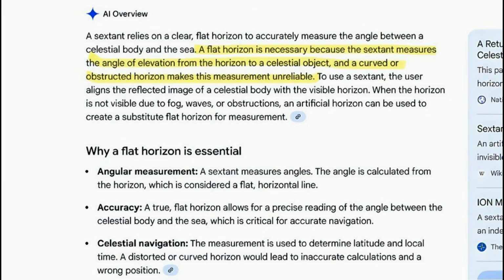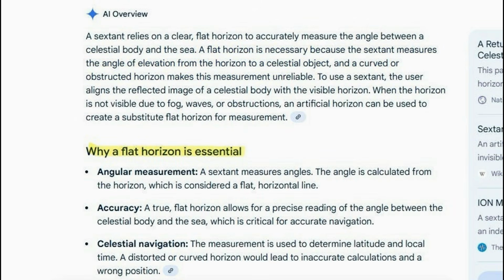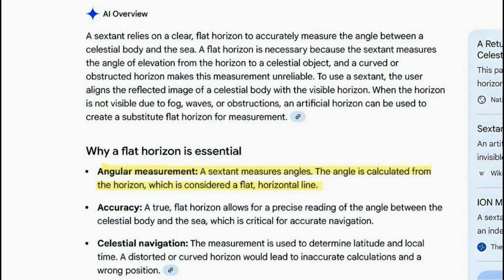A flat horizon is necessary because the sextant measures the angle of elevation from the horizon to a celestial object, and a curved or obstructed horizon makes this measurement unreliable. Why a flat horizon is essential. Angular measurement. A sextant measures angles. The angle is calculated from the horizon, which is considered a flat horizontal line. Accuracy. A true flat horizon allows for a precise reading of the angle between the celestial body and the sea, which is critical for accurate navigation. A distorted or curved horizon would lead to inaccurate calculations and a wrong position.